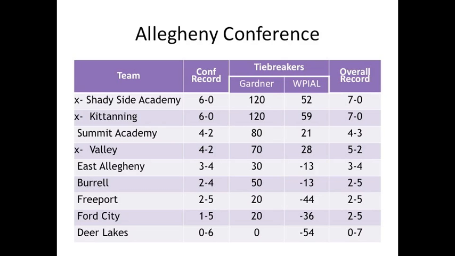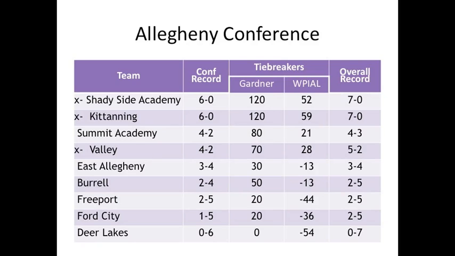Starting off in the Allegheny Conference, 3 schools have already clinched playoff berths: Shadyside Academy and Katanning, who will play for the conference title in the last week of the season, along with Valley. Shadyside Academy and Katanning both can't get caught looking ahead, as they will face off for the conference championship next week, but if either loses this week, they could wind up playing on the road in the first round.